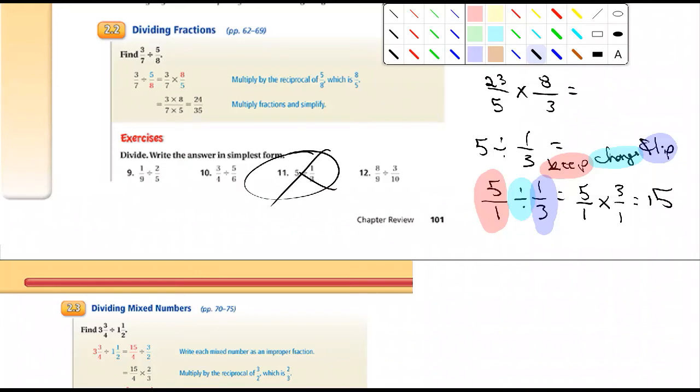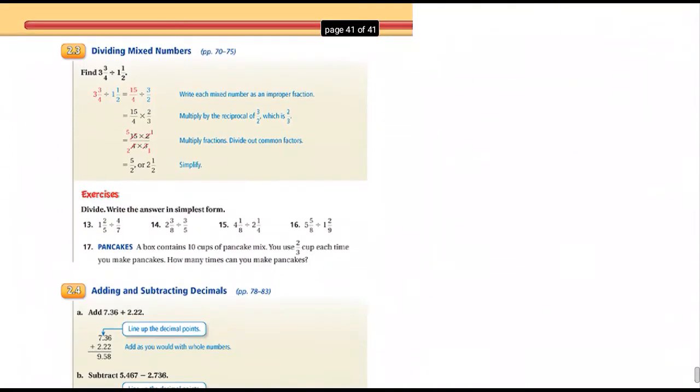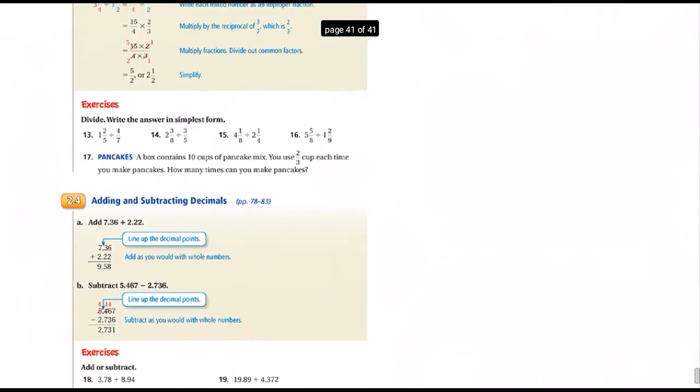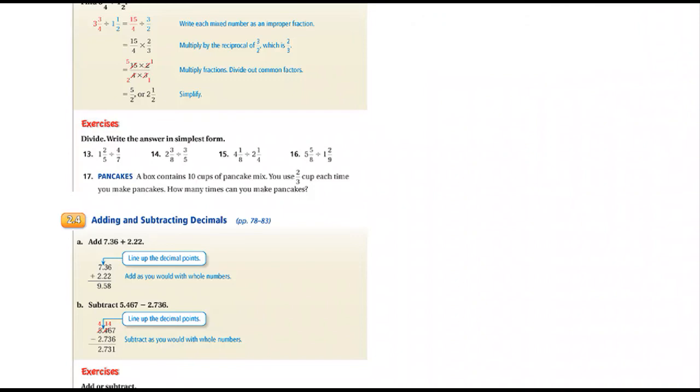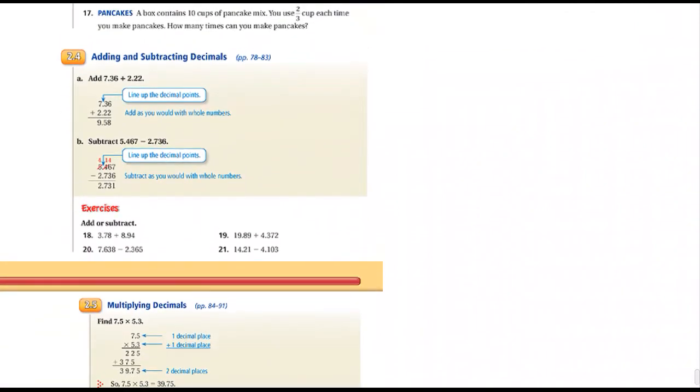All right, let's move down. Next page. Again, you're doing the even numbers, so it would be 14 and 16. So again, you have now mixed numbers, and you need to change those into fractions. And then after you change them into fractions, you need to do the keep, change, flip, and then see if you can do any cross canceling. So 14 and 16. And then 18 and 20.